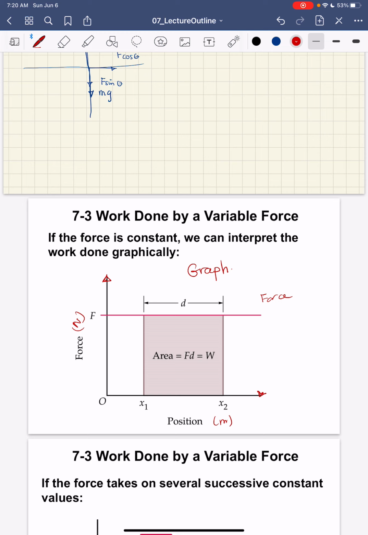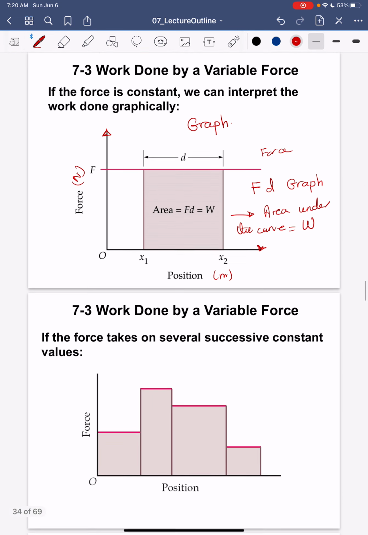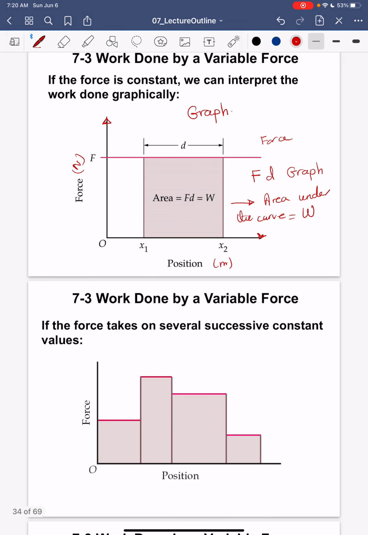And we will say, of course, this is from calculus, but we will not deal with any calculus. If you have an F-D graph, I will say the area under the curve will equal the work done. Okay, and we will use that rule here.